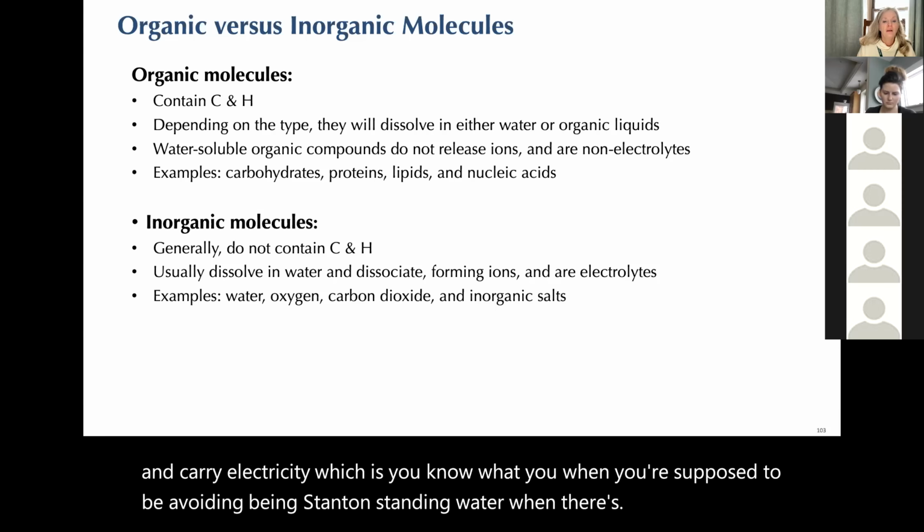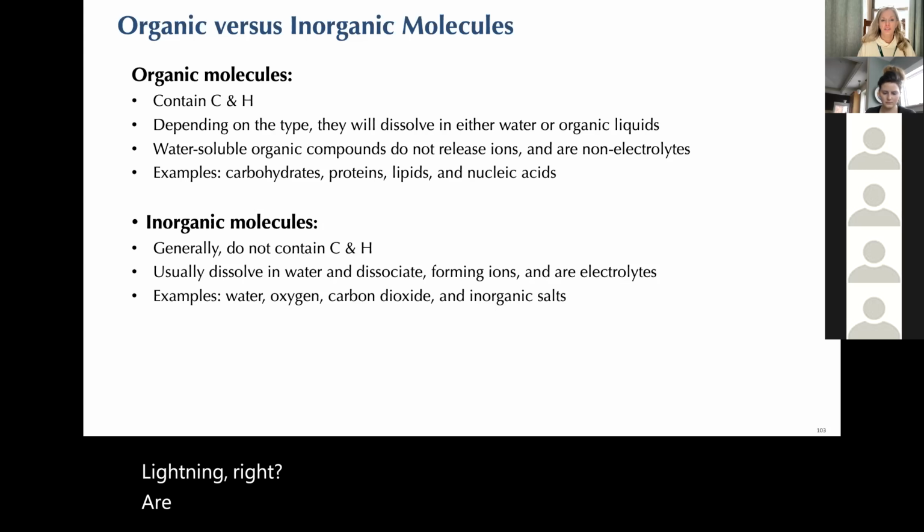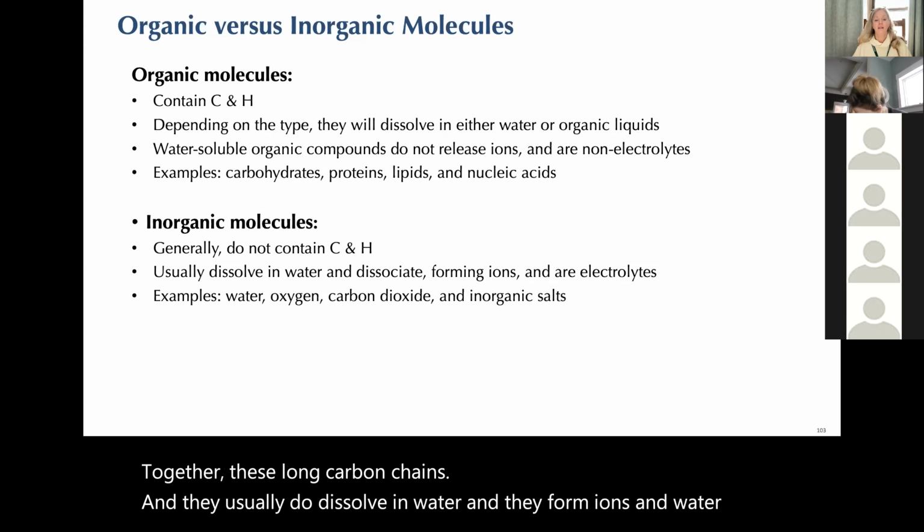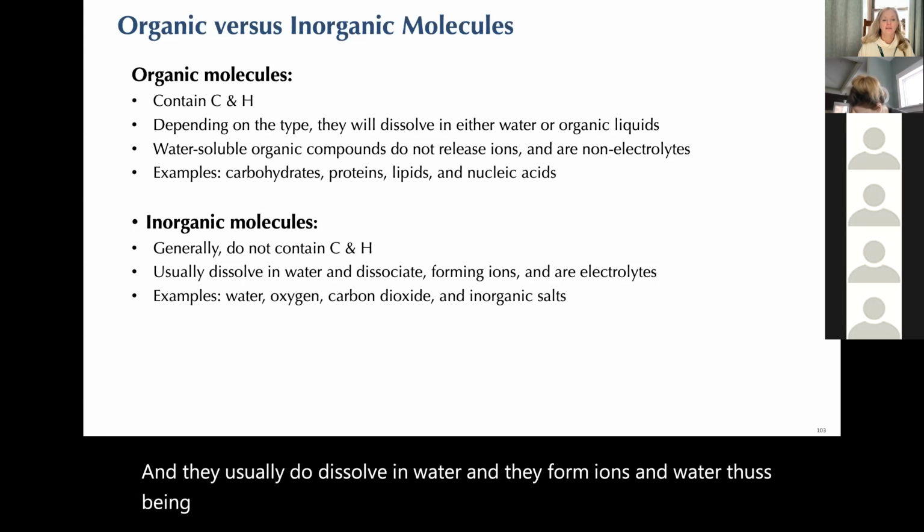Our inorganic molecules generally are not made of carbon and hydrogen together, these long carbon chains. And they usually do dissolve in water and form ions in water, thus being electrolytes. So examples for these are going to be oxygen, carbon dioxide, and all those inorganic salts like sodium chloride, potassium chloride, etc.